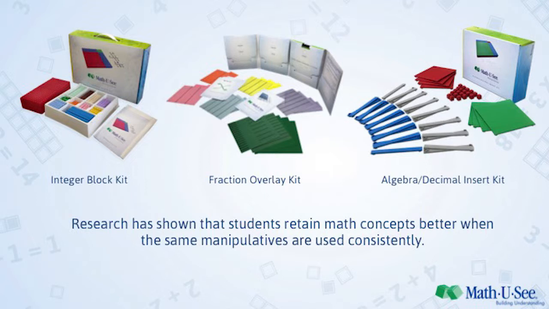Then for the remaining levels, zeta, pre-algebra, and algebra 1, we're going to use our algebra decimal insert kit in combination with our integer block kit. And this will help us understand decimals and percents. It's also going to help us understand polynomials with x, negative x, and x squared. And so those are 3 different types.